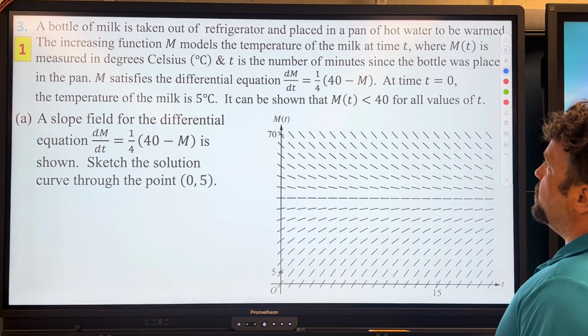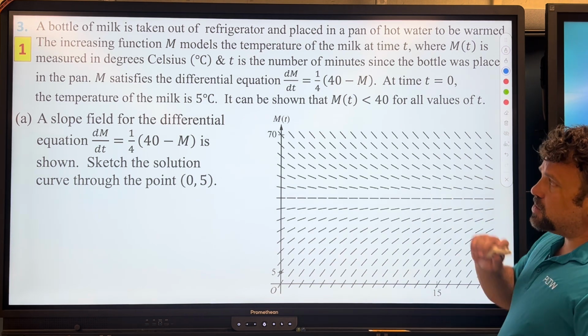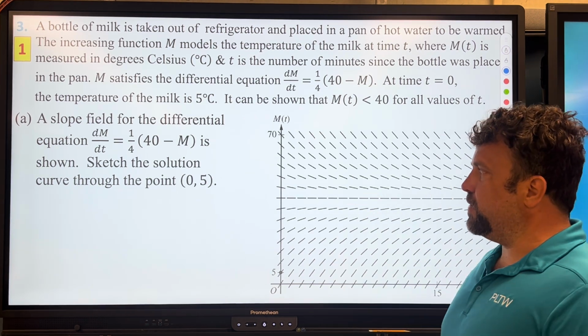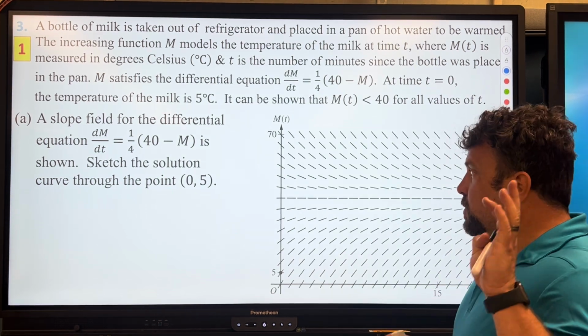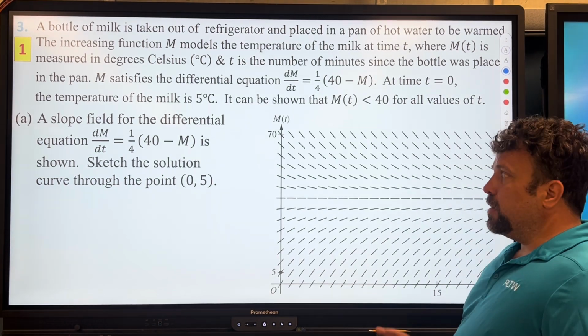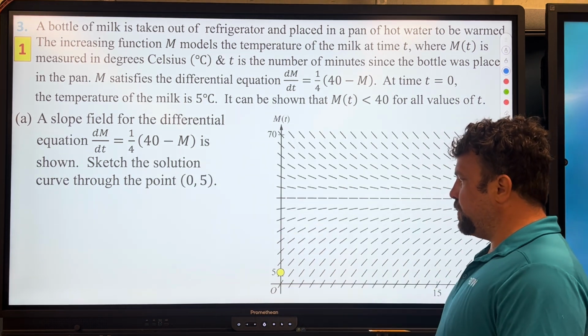It can be shown that m of t is less than 40 for all values of t. So here's a slope field, and here's the equation of the slope field. They want you to sketch the solution curve through (0, 5). Very simple, you do this right on your paper. The first thing you do is put down (0, 5), 0 over, 5 up. So I put a point.